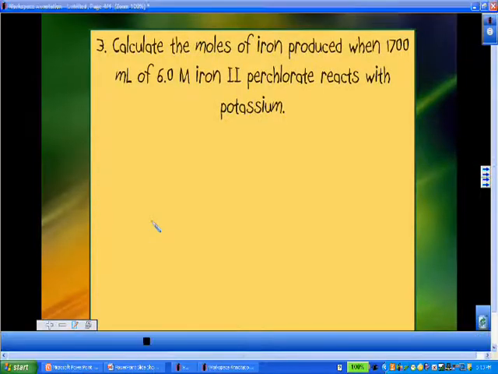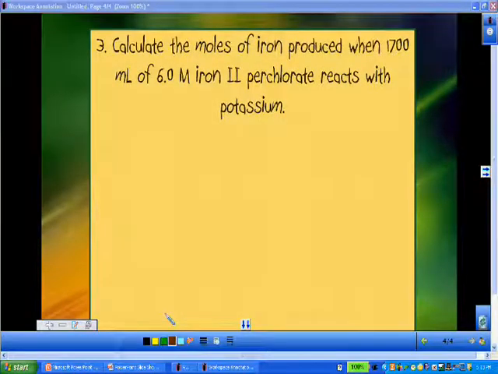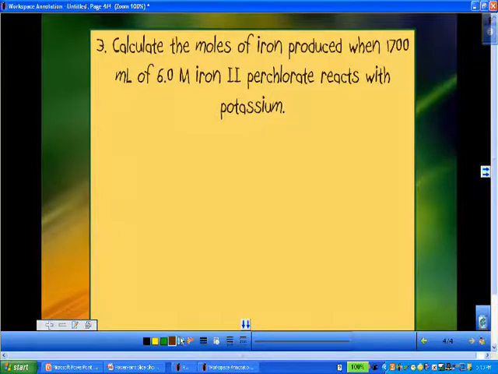This is the third and final problem. It's a different equation. It asks us to calculate the moles of iron produced when 1,700 milliliters of 6 molar iron 3 perchlorate reacts with potassium. So first we have to figure out what we've got going on. It tells us we have iron 3 perchlorate reacting with potassium. So let's get started there.